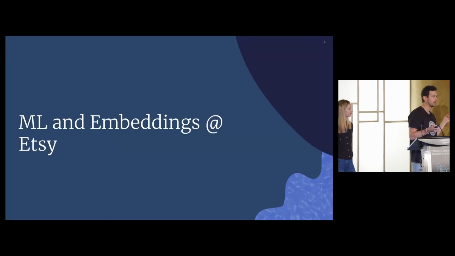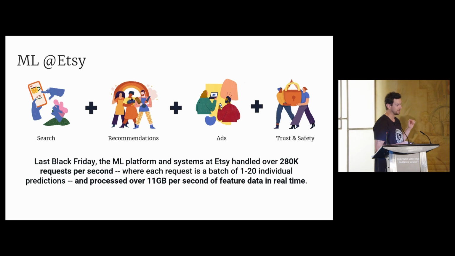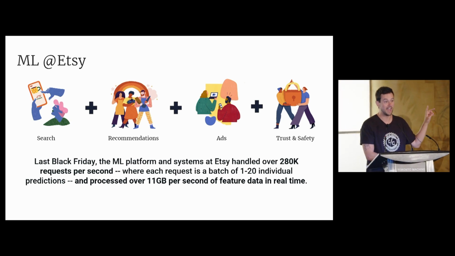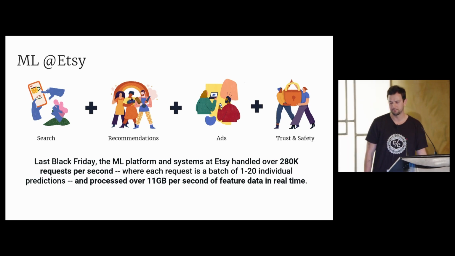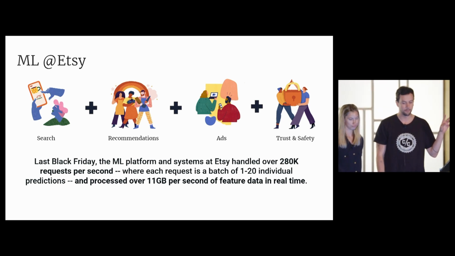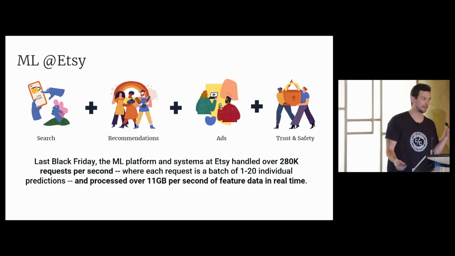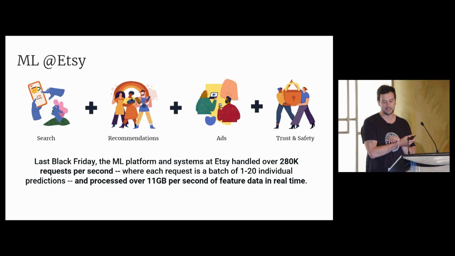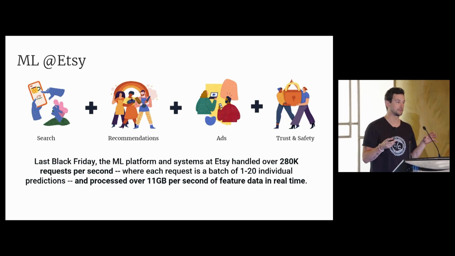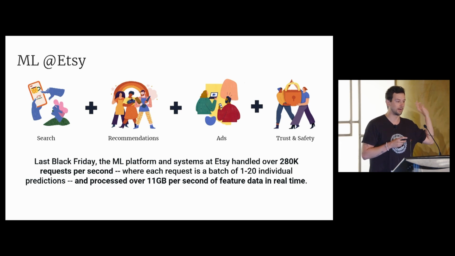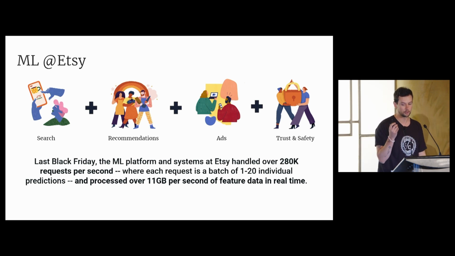So I want to start by talking about ML at Etsy in general, because we do a lot of it, and we do a lot of it at massive scale. These are some stats from the last Black Friday, I think. It might have been 2 Black Fridays ago. We were basically processing over 280,000 requests a second, which is 11 gigabytes a second of feature data in real time in our machine learning platform that serves search, ads, and recommendations. So when I'm talking about embeddings here, we're talking about lots of data, lots of requests, and lots of infrastructure.